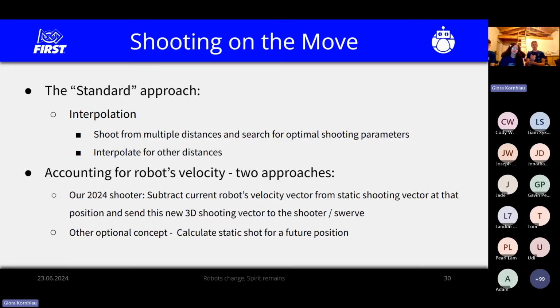Another optional concept that might work is to calculate a static shot for a future position, meaning you know where you are now and you know your velocity, so you can find where you'll be in, let's say, 1 second, and basically take the static shot of that position in 1 second, which is practically the same solution.